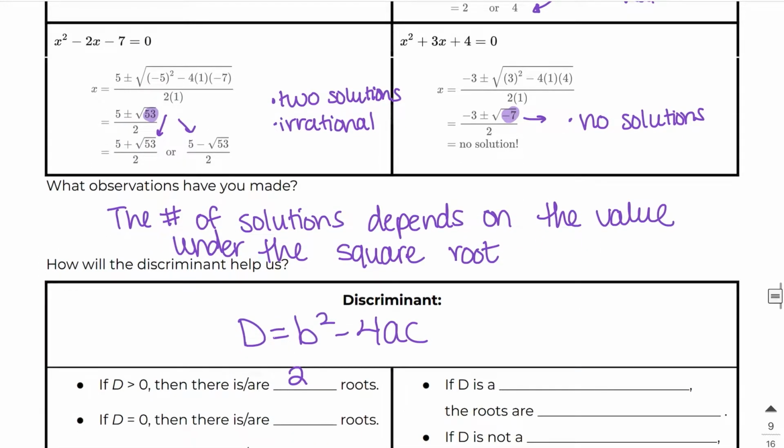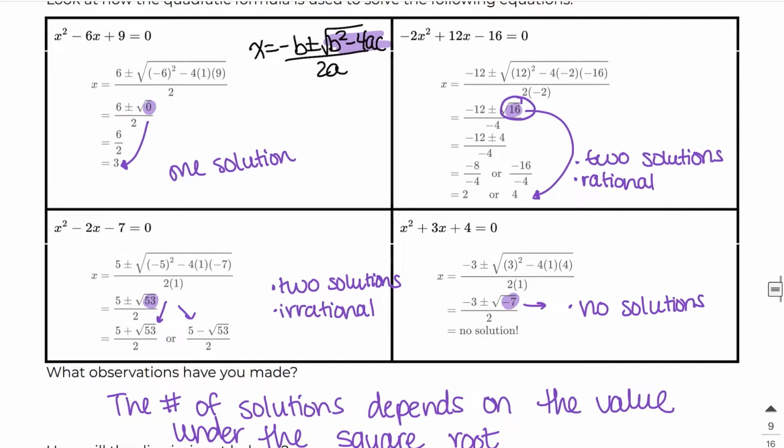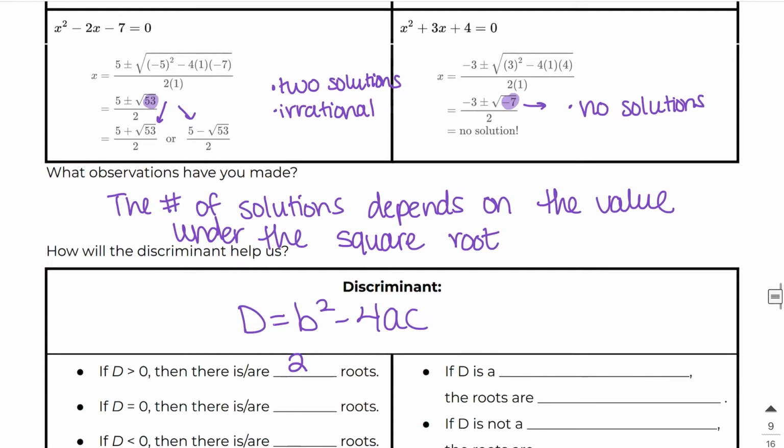If d is equal to 0, then there is one solution. And the reason why is because when I take the square root of 0, I get 0. So if I do 6 plus 0 over 2 or 6 minus 0 over 2, they're still going to give us 6 over 2, which means that we get the exact same solution. So if d is equal to 0, then there is one root or one solution. And then if d is less than 0, for example, right here, I can't even take the square root of that value, which means that there are no roots.